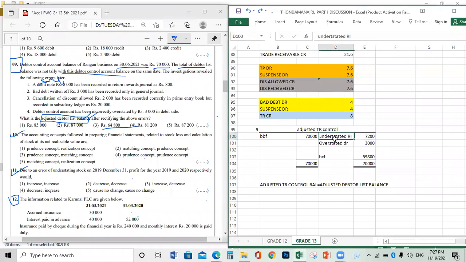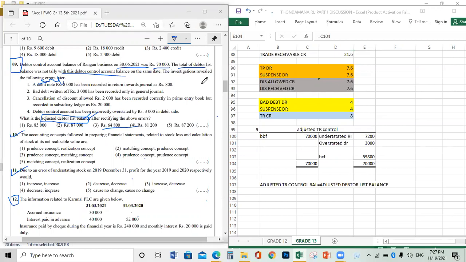So 3,000 here, understated, that is done. And then understated return inwards is there, 7,200. So 8. Yeah, so guys, let's do it like this. This question, I will do the correction and I will make sure I send it to the group.